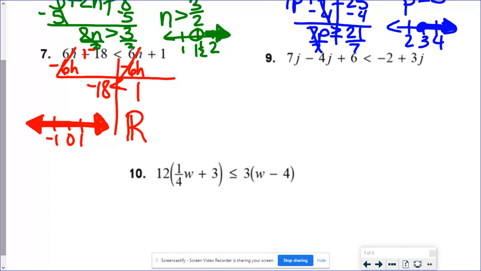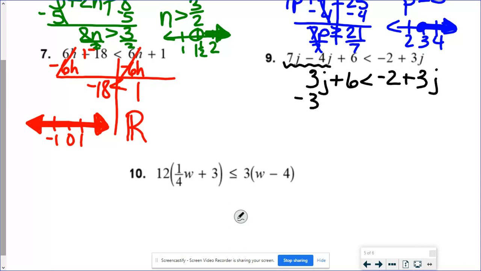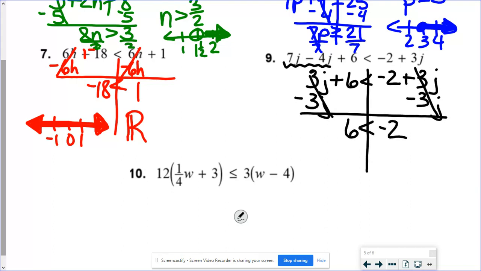In number 9, we have to clean up the left side a little bit. 7j minus 4j is going to be 3j, plus 6 is less than negative 2 plus 3j. Again, oh look, the variables match. So let's get rid of those variables. And I get that 6 is less than negative 2. Well, this time, unlike the last one, that's not true. The variables went away. It's not true. If this was just a regular equation, it would be a no solution.